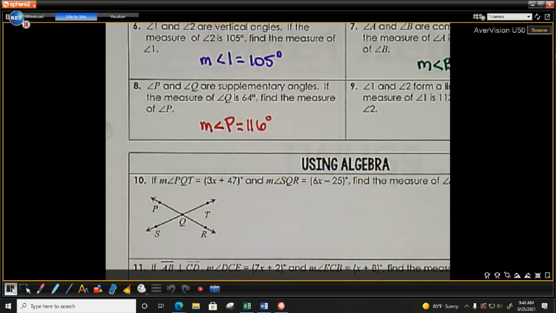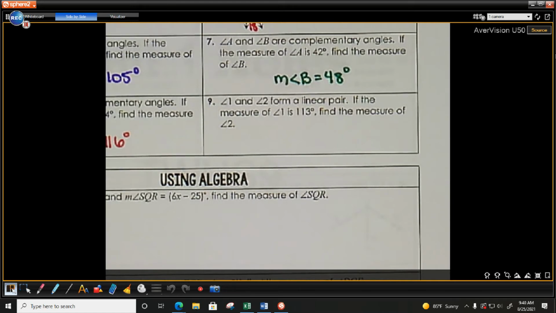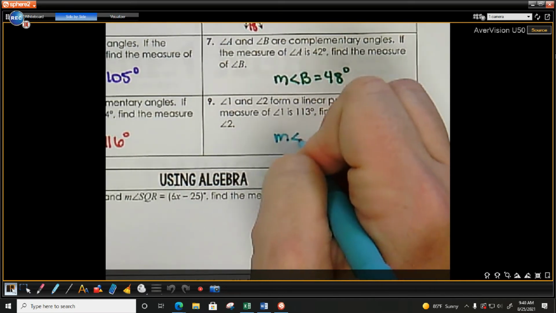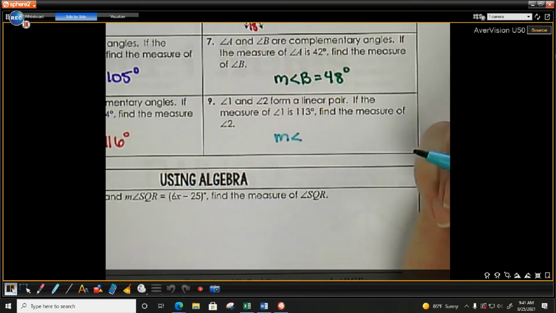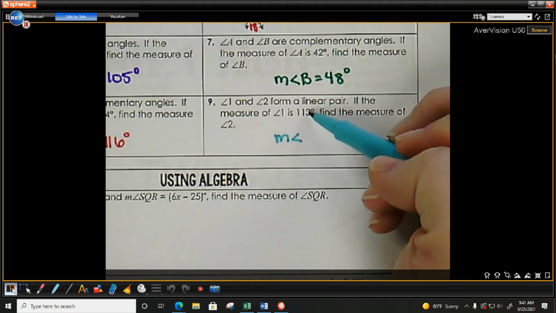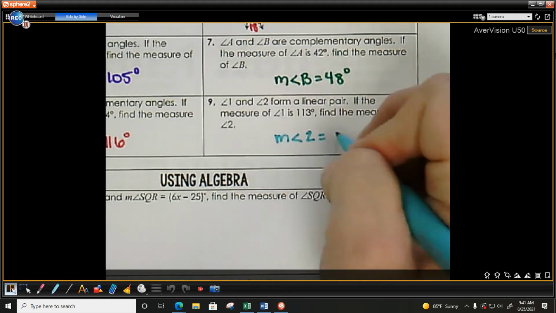Okay. Angle 1 and 2 form a linear pair. If the measure of angle 1 is 113 degrees, find the measure of angle 2. So what does it mean if they're a linear pair? Linear pair is a line making it 180. So 180 minus 113 is 67 degrees.